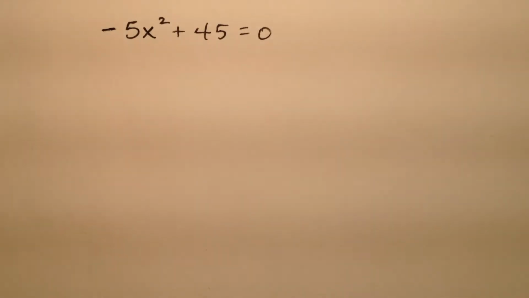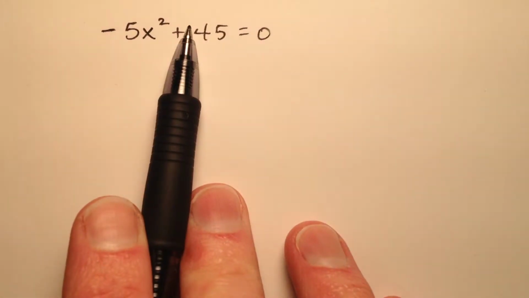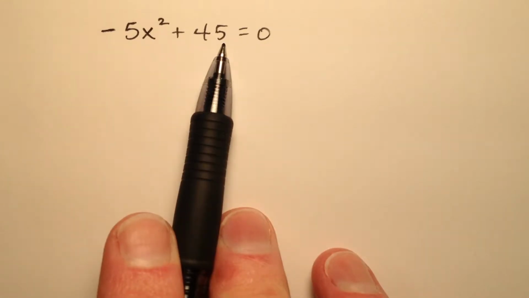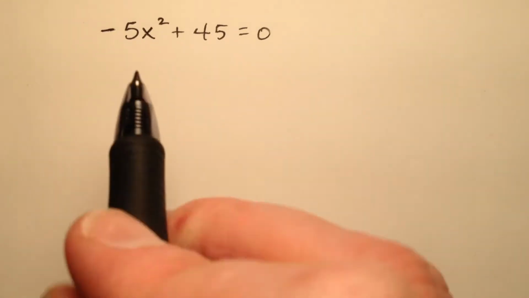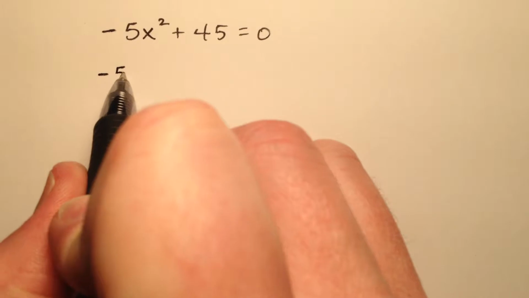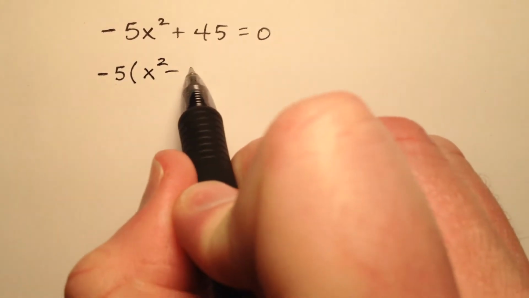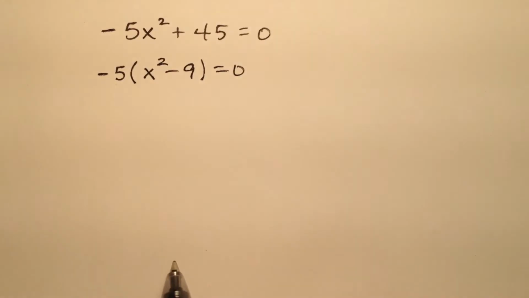Here we're going to look at solving this quadratic equation, and we're going to do so by factoring. So all of my terms are on the left side, and they're being equal to 0. The first thing, I'm going to look to see if there's a greatest common factor I can pull out, and there does appear to be a -5 that I can pull out of both of those terms, which leaves me with x squared minus 9.